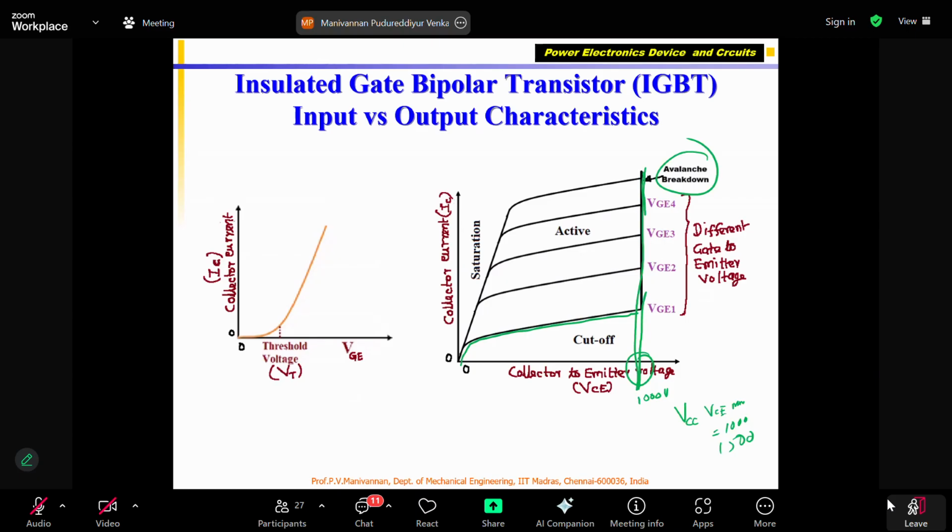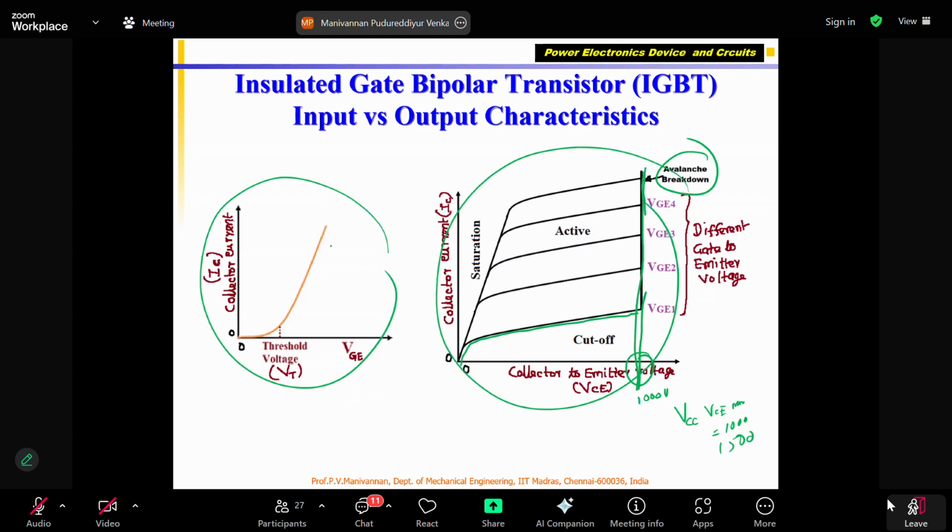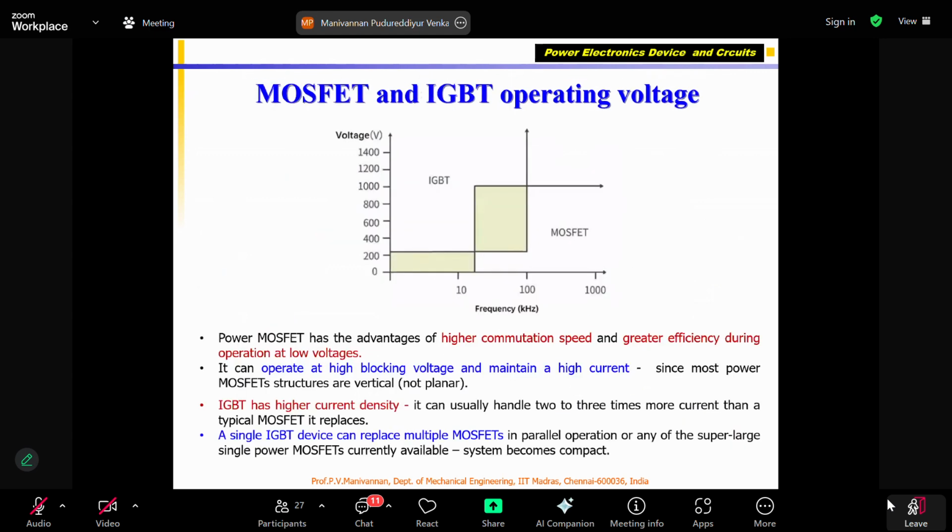So this is the input-output characteristic. The output transistor, and this is the input MOSFET. Input-output characteristic, both are connected together. Okay, so again, I told you, just take a few minutes. I want to close this today.